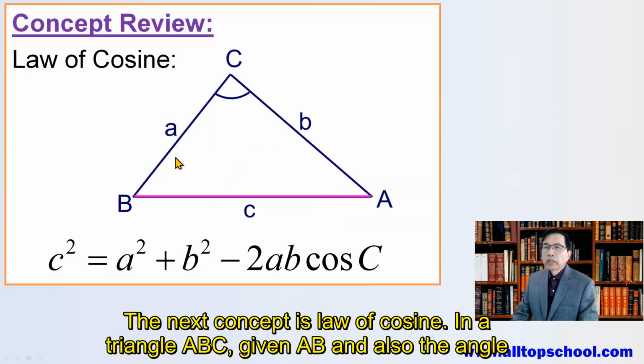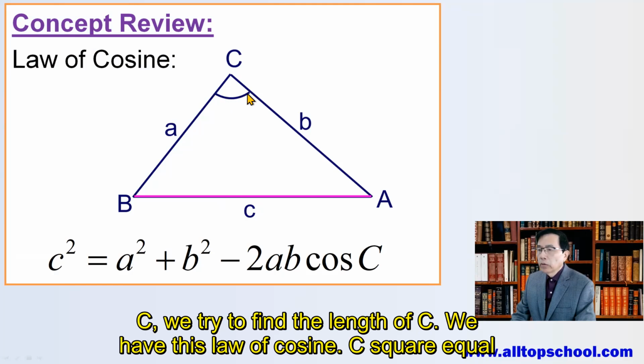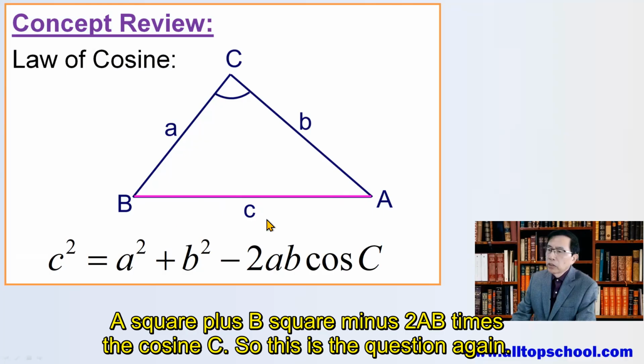The next concept is the law of cosines. In a triangle ABC, given sides A, B, and also the angle C, we try to find the length of side C. We have the law of cosines: C squared equals A squared plus B squared minus 2AB times the cosine of C.